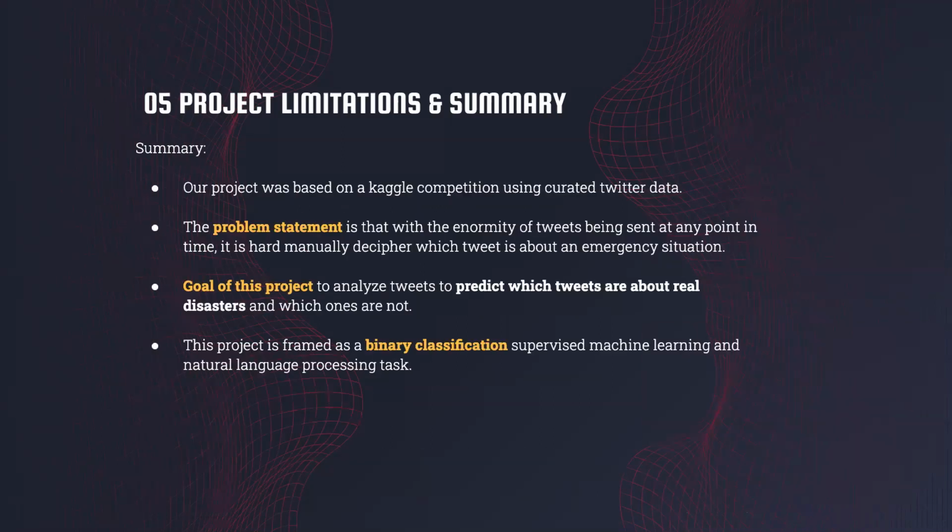So finally, let's summarize this presentation before I give it away to my teammates to do the system demo. To summarize, our project was based on a Kaggle competition. We used a curated Twitter data set. The problem was that with the enormity of tweets that are being constantly sent on the platform, it's hard to manually look at each and every single tweet to decide if it's about an emergency situation or not. Therefore, the goal of this project was to analyze tweets and predict which ones were about real disasters versus which ones were not. And this whole project was framed as a binary classification.